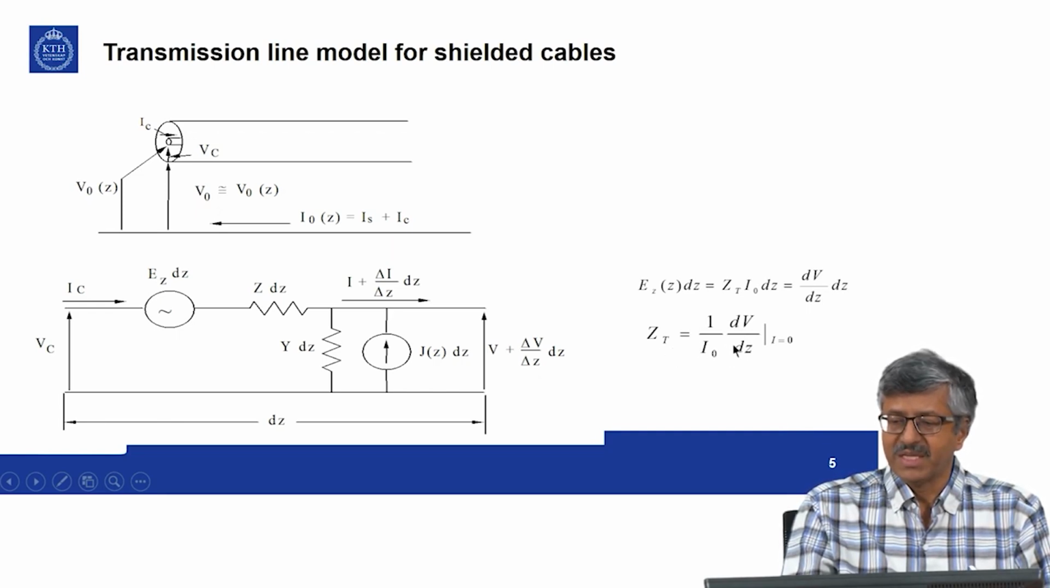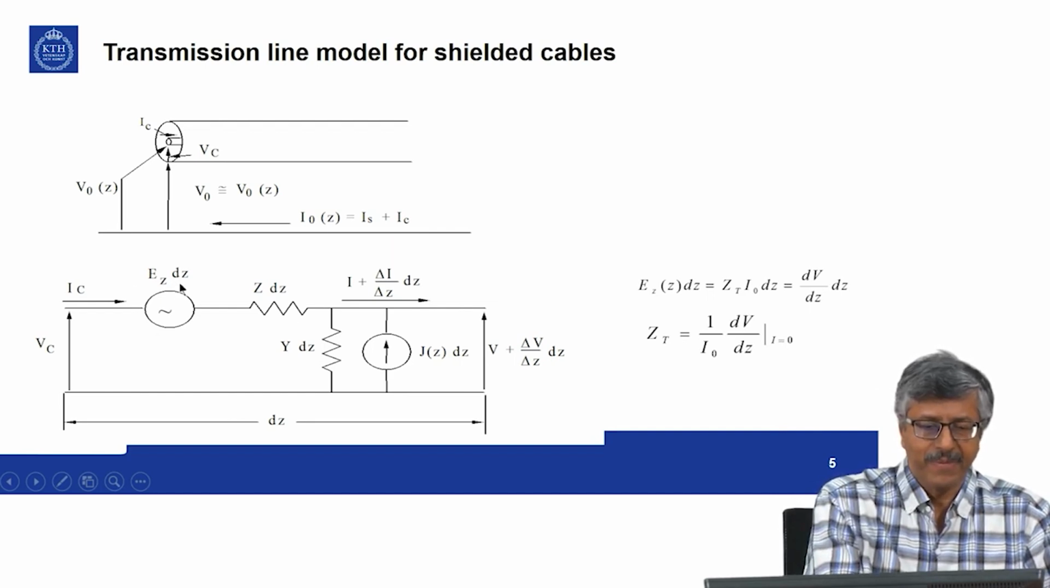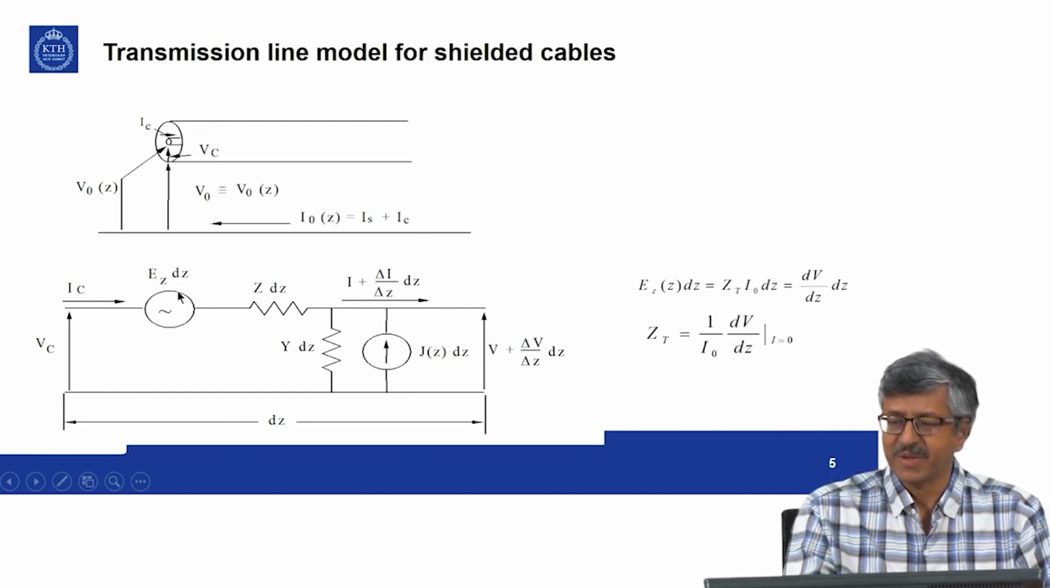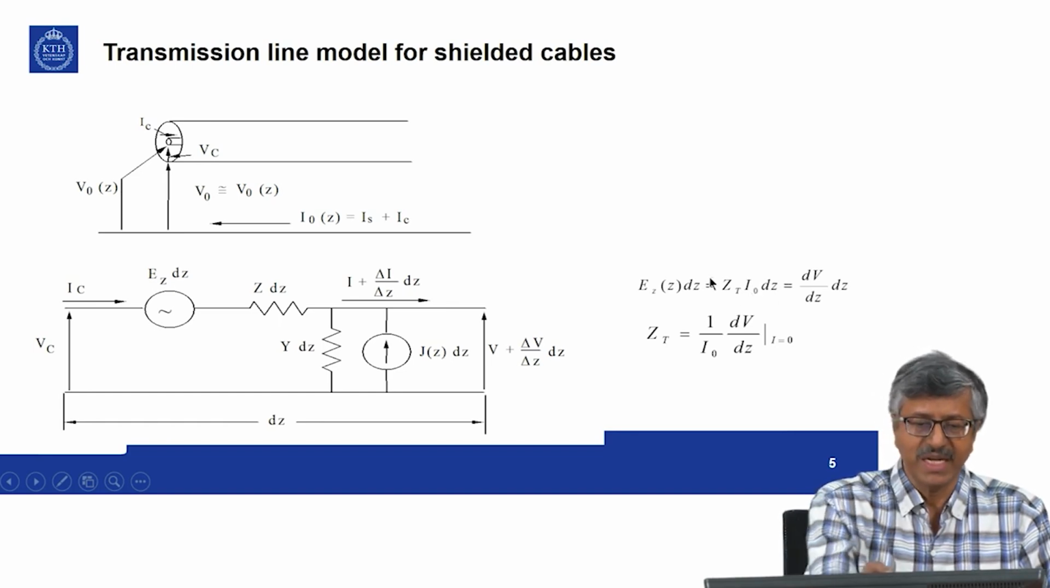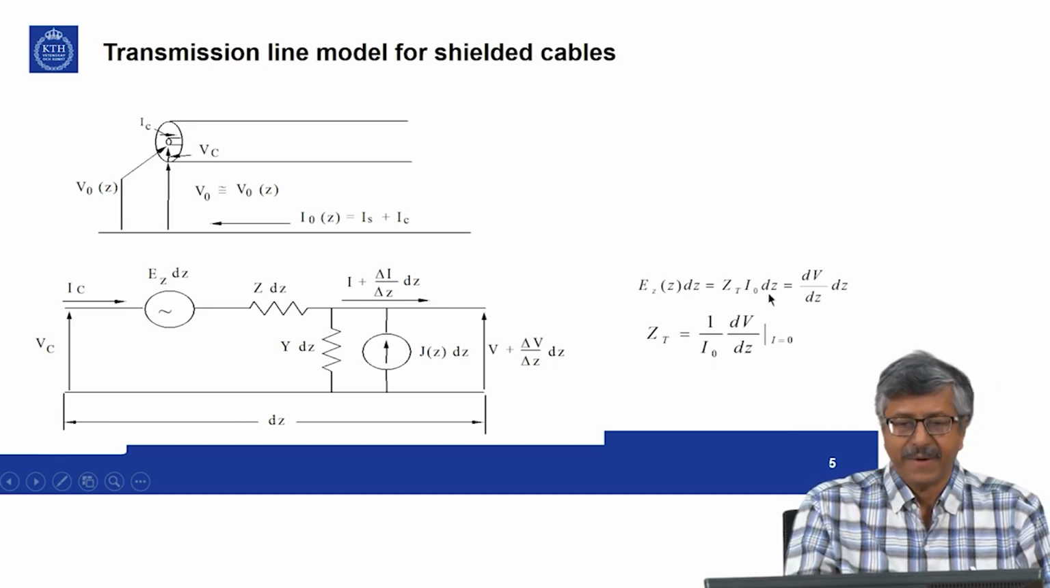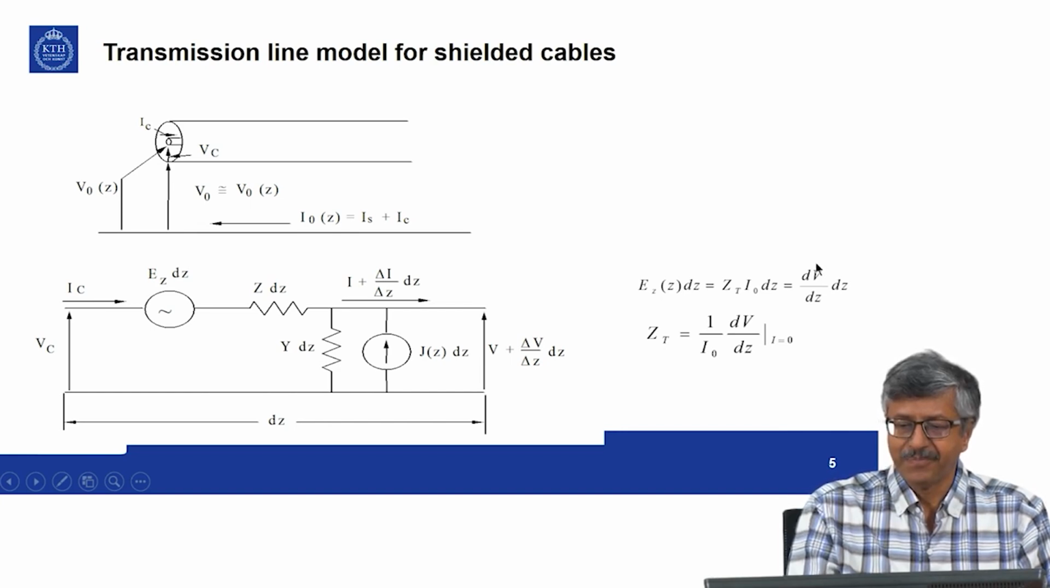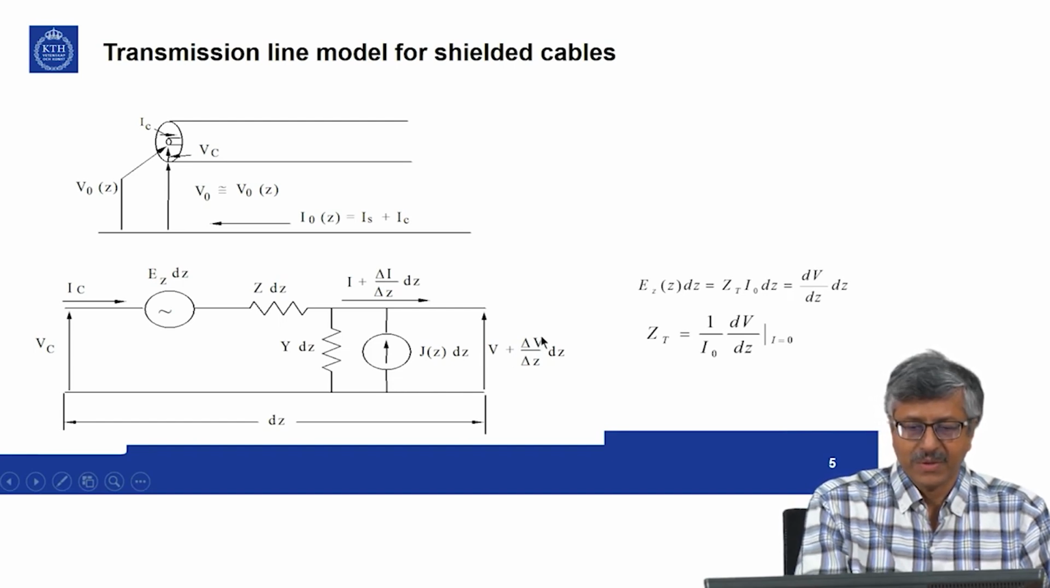So, transfer impedance is defined as dV by I0 dz, or this source that we connect to represent this transfer impedance is ZT I0 dz. So, transfer impedance multiplied by the shield current. So, I0 is the shield current, not this inner current. ZT I0 dz equal to dV by dz into dz, that is this part. So, this is the voltage drop over here.